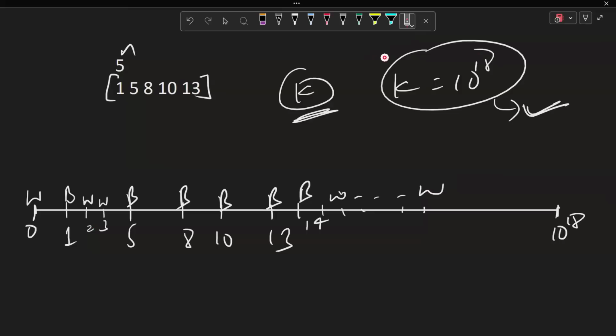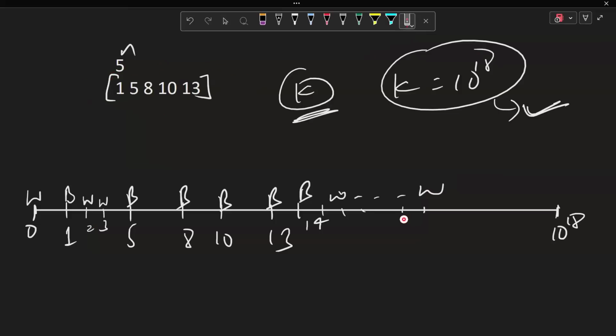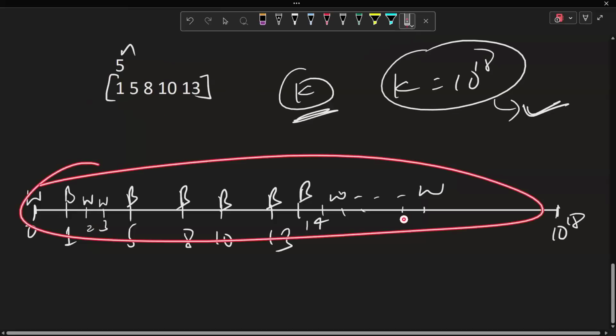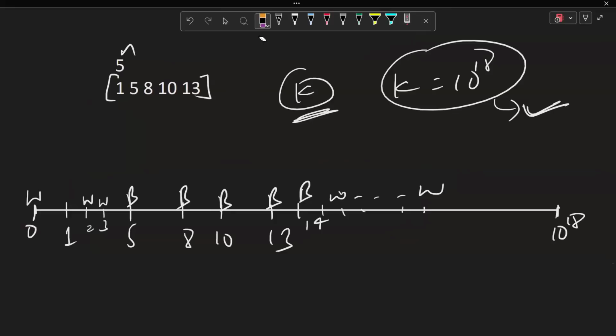So the first thing you need to do is paint these cells black. What does that mean? How would you paint? Initially, all the cells are white, so you would select two of the cells and paint them black. Initially, all the cells were white.